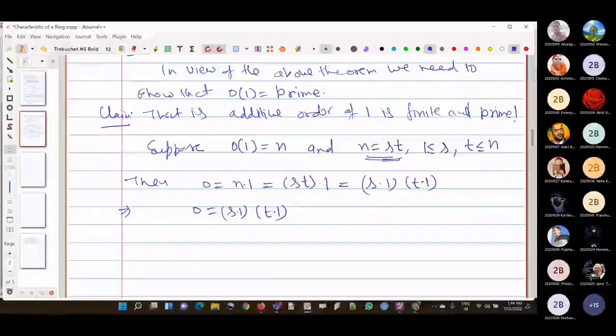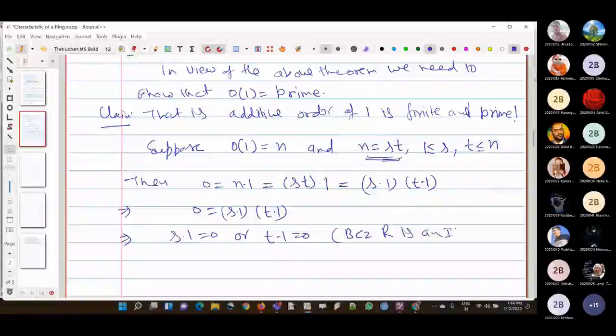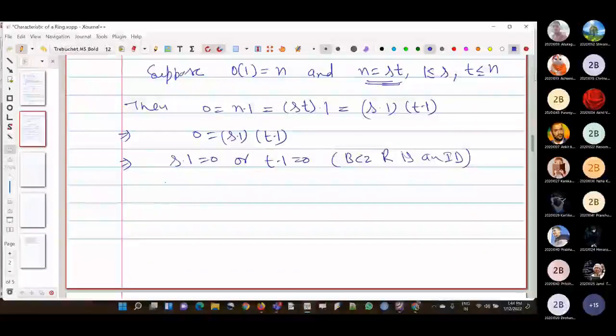Because R is an integral domain, we must have s times 1 equals 0 or t times 1 equals 0. Why? Because R is an integral domain, and an integral domain has no zero divisor. If the product of two elements becomes zero, then one of them must be zero. This is the meaning of having no zero divisor.